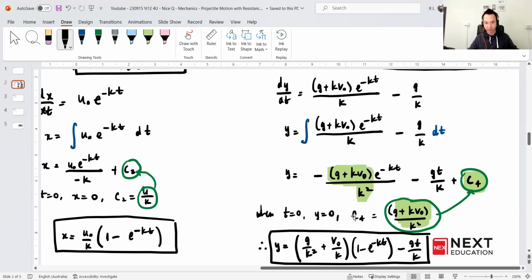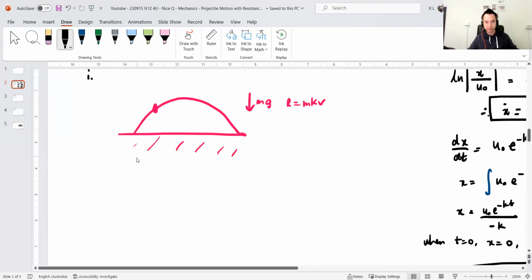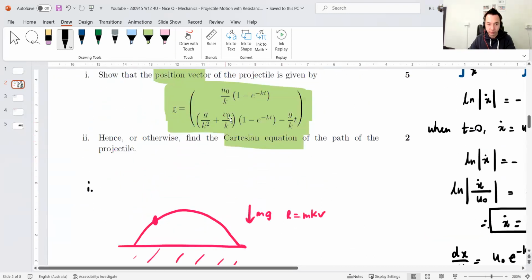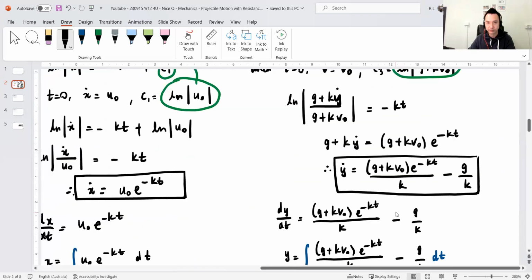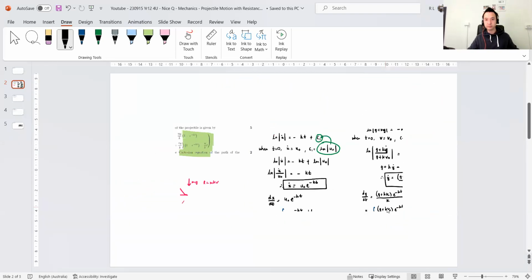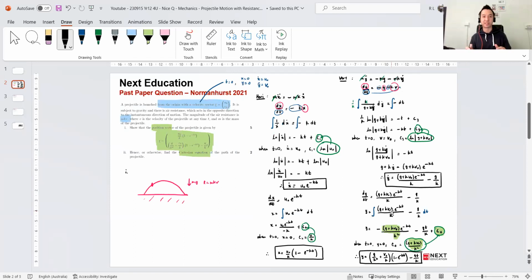Now let me quickly check that. Boom, boom, boom, boom. Is it the same? Boom, boom, boom, boom, minus gt. Okay, cool. Guys, that's how you get the x and that's how you get your y. And then you can conclude that it's in the vector form, but x and y done.